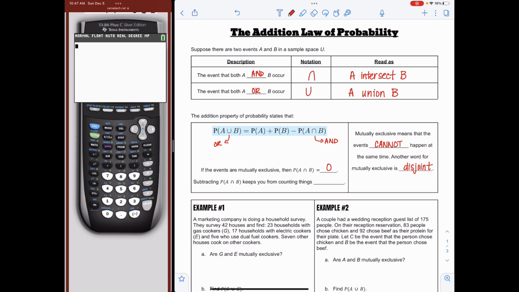When we subtract the probability that A and B happen, it keeps you from counting things twice. Because remember, the intersection lies in both circles, and you don't want to count that portion twice. So that's why we subtract it once.